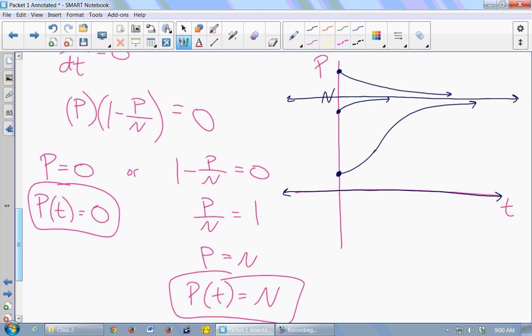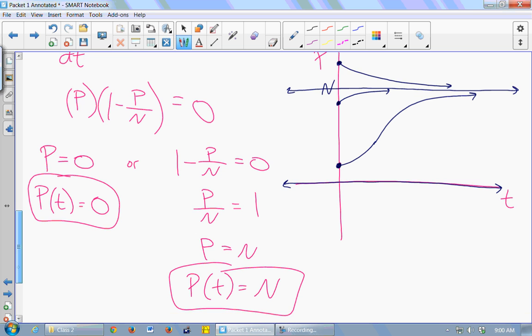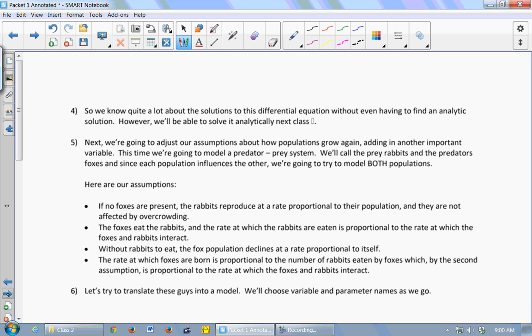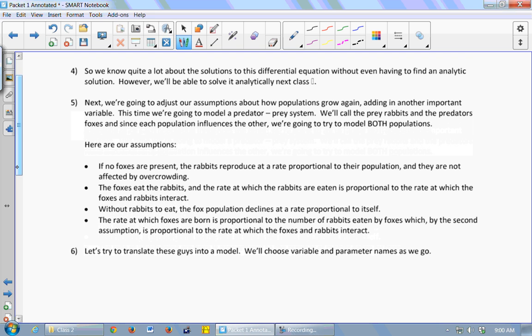To find equations for these purple lines, you'll have to wait till next class. But at least we know what they look like. So we know quite a lot about the solutions to this differential equation without even having to find an analytic solution.